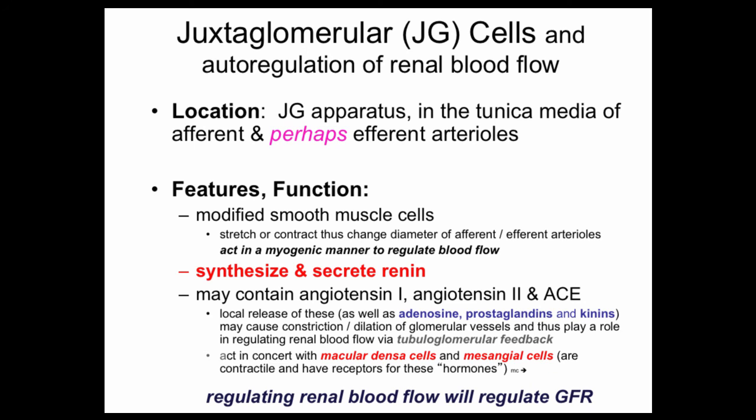The JG cells also act in concert with cells of the macula densa and mesangial cells. Mesangial cells are contractile cells, and mesangial cells have receptors for the hormones that we've just mentioned: angiotensin 1, angiotensin 2, angiotensin converting enzyme, and some of these other hormones. So again, these cells may play some role in tubuloglomerular feedback.